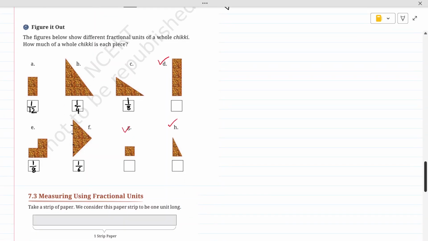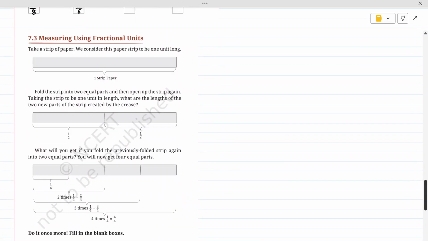Now let's go to 7.3, measuring unit using fractional units, which is very easy. What we are doing here is we have taken a strip of paper and we are considering this as one paper strip. It is 1 unit long. That means the length of this is 1 unit.